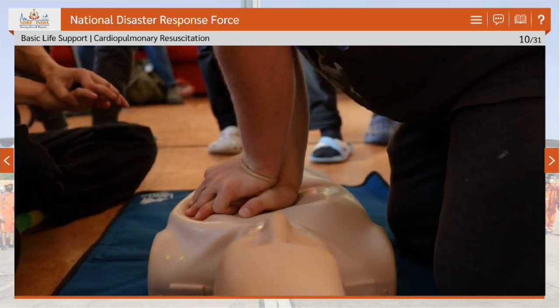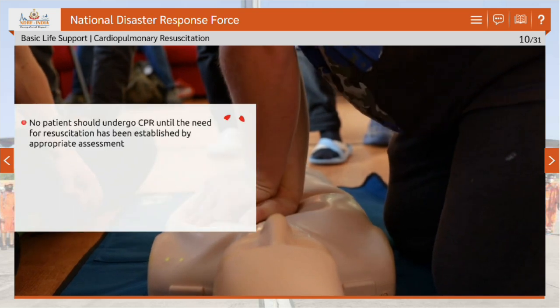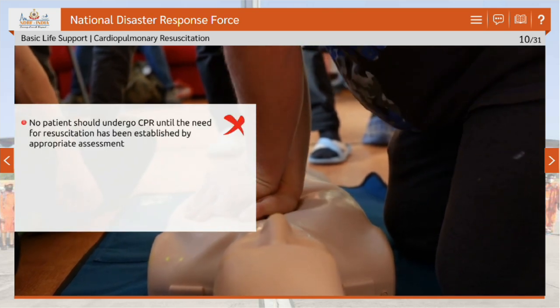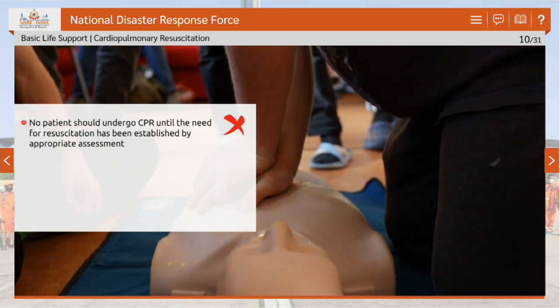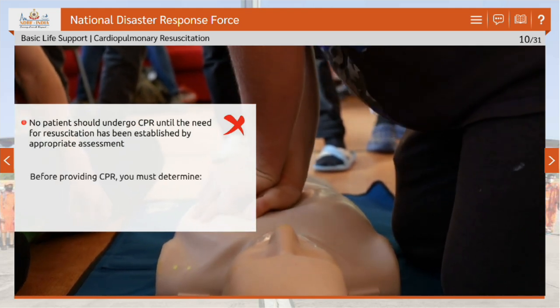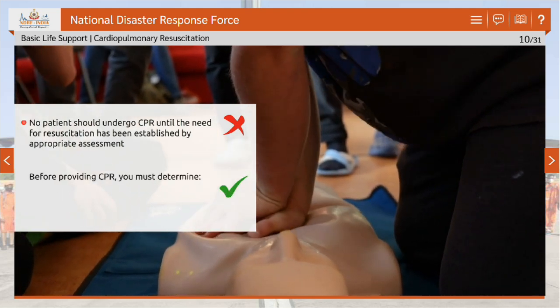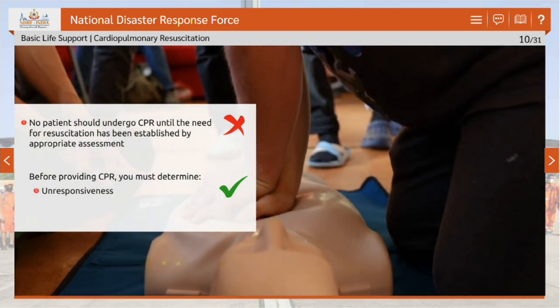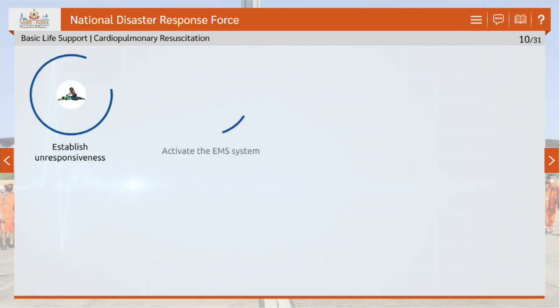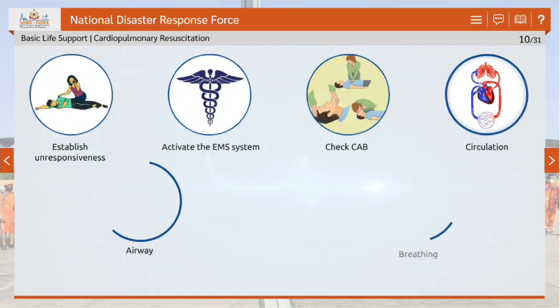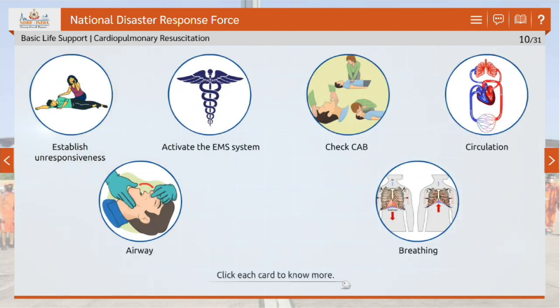Let us discuss preparing for CPR. No patient should undergo CPR until the need for resuscitation has been established by appropriate assessment. Before providing CPR, you must determine unresponsiveness, breathlessness and pulselessness. Here are the steps for CPR. Click each card to know more.